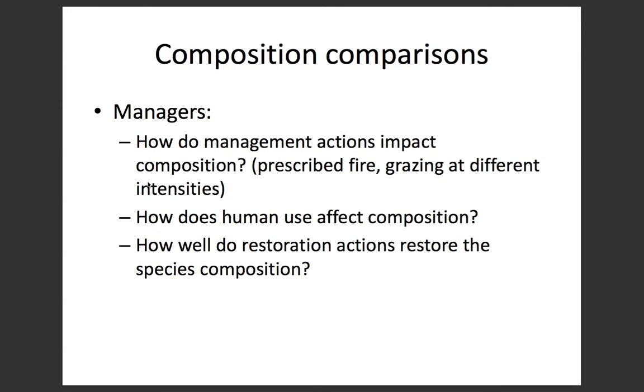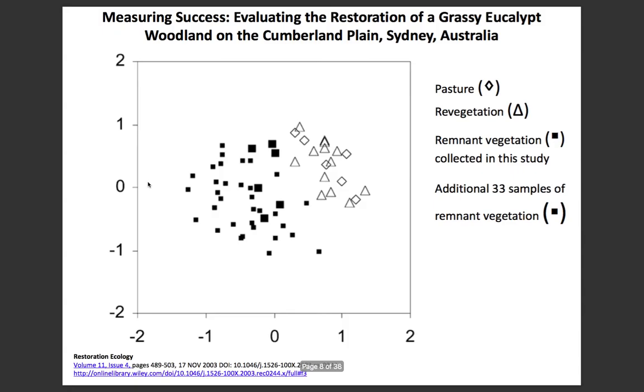Composition comparisons. Managers: how do managers' actions impact composition when they do treatments such as prescribed fire or grazing at different intensities? And as a practicing ecologist, I've measured both compositional changes to these responses. Managers can also use it to understand how human land use affects composition. For example, how do restoration actions affect species composition?